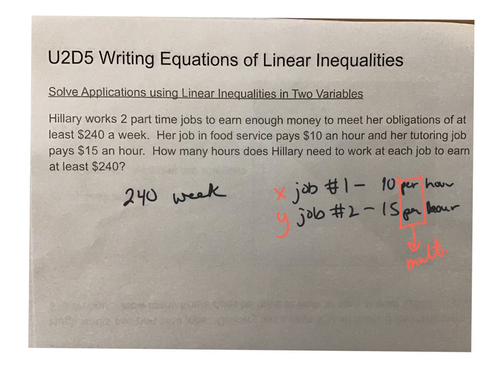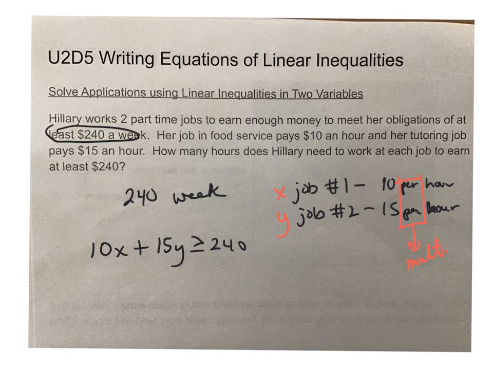So what that would say is I know 10 times X, because that's how many hours I work at job number 1, plus 15 times Y, how many hours I work at job number 2. That money has to be greater than or equal to 240. Why greater than or equal to? Because it says at least 240 per week. She can make more than 240, but it has to be equal to 240 or greater.